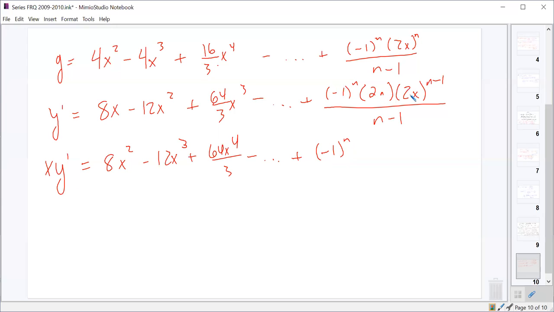I can multiply the 2 in here to make it 2 to the n. I can multiply the x in to make it x to the n. So that would just be n, and then it would be 2x to the n over n minus 1. Everybody good with that being xy prime? And if I multiply everything by x, I'm throwing an x into here, which makes the x go to the power of n, and then the extra 2 makes the 2 go to the power of n. So I just wrote it as 2x to the n.